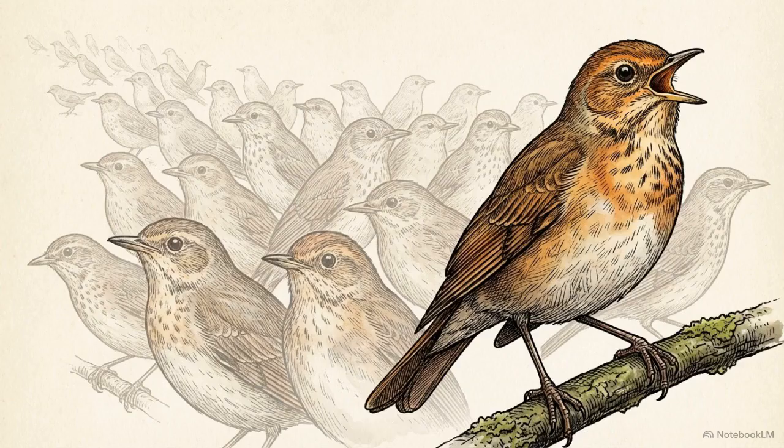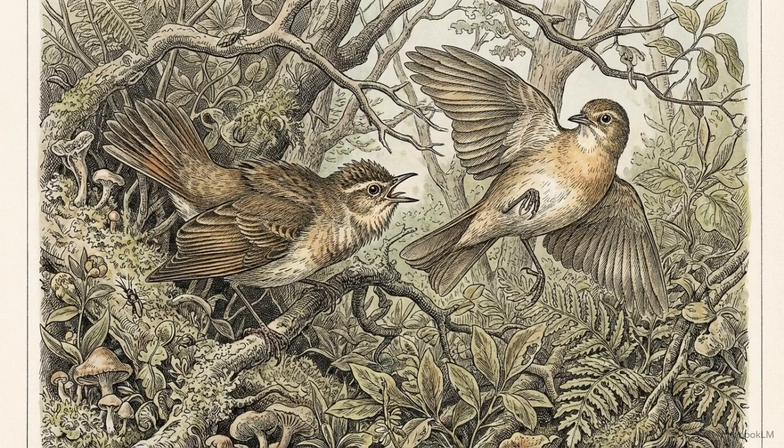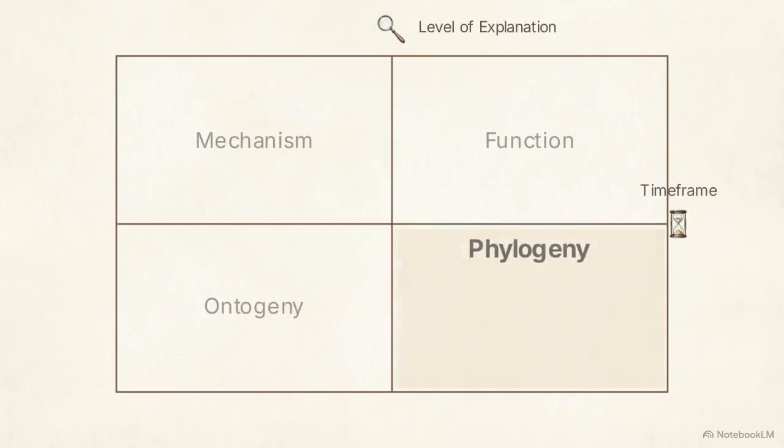The bird does not sing because it consciously understands these benefits. It sings because ancestors who sang out-reproduced those who remained silent. Function reveals the strategic utility of a behavior, but it does not explain where that strategy originated. The final quadrant is phylogeny.